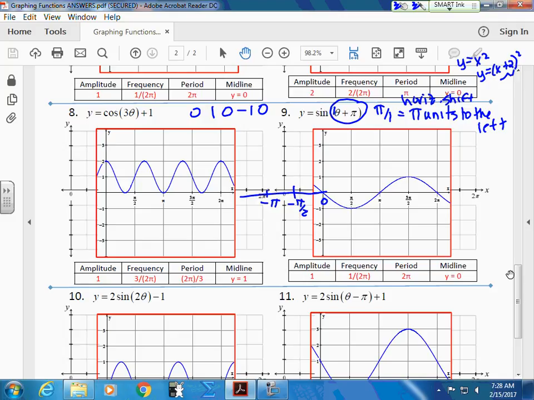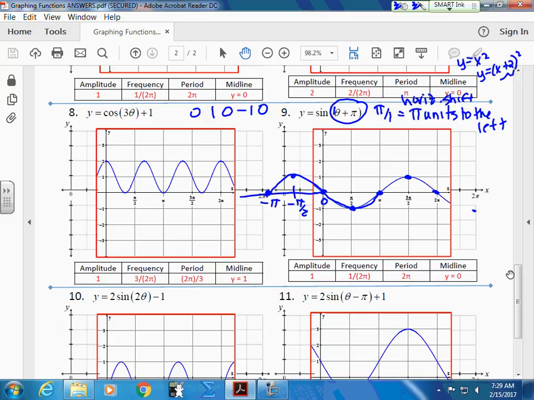Kind of hang in there with me for a second. So I'm 0. I'm 1. I'm 0. I'm negative 1. I'm 0. There's my first cycle. This is continuous, right? So I do it again. I'm 0. I'm 1. I'm 0. I'm negative 1. I'm 0. I don't know why they didn't extend it to do the negative side on this.